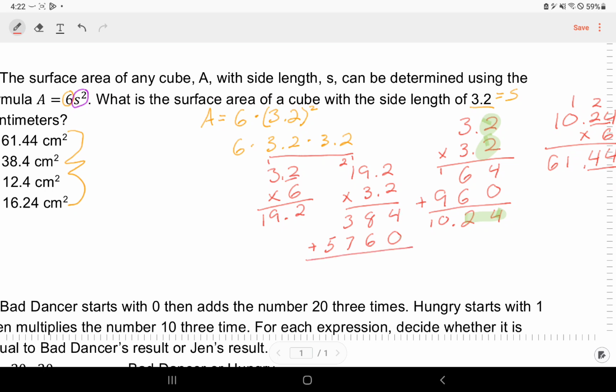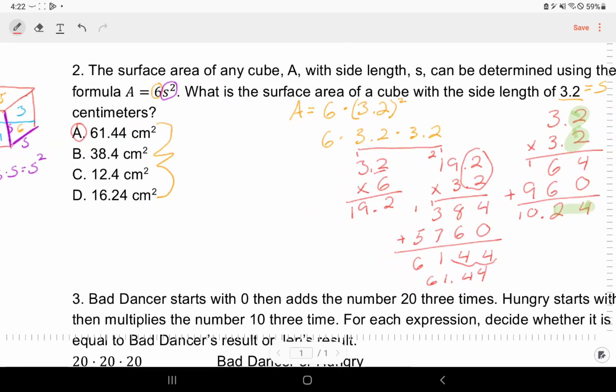Add. 4 and 0 is 4. 8 and 6 is 14. Carry the 1. 3 plus 7 is 10. Plus 1 is 11. Carry the 1. 1 plus 5 is 6. 2 numbers after the decimal. So 1, 2. So 61.44. And that's still choice A.